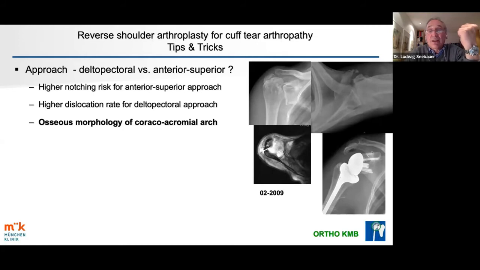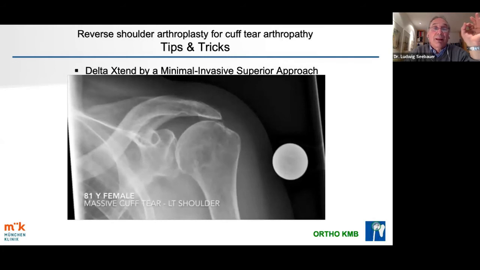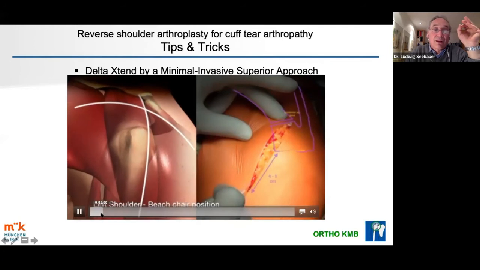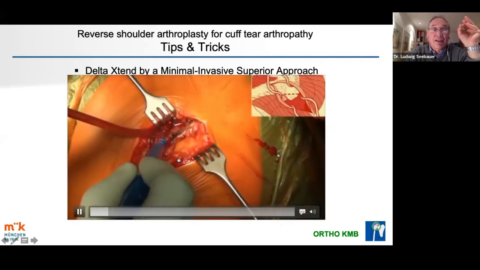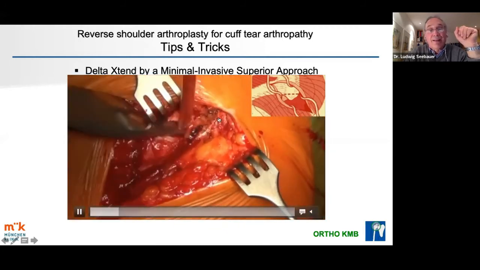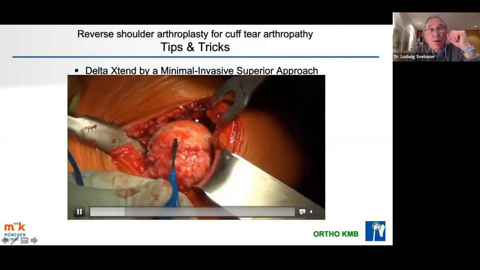For us, the decision depends on primary indications versus revisions. All my revisions I do deltopectoral. But in primary indication, one issue is how good is the CA arch. And if I have an os acromiale, eroded acromion, I don't do a superior approach. But here, my minimal invasive anterior approach only has a few critical things: a very short 5-6 centimeter incision. I take off the CA ligament with a piece of bone.